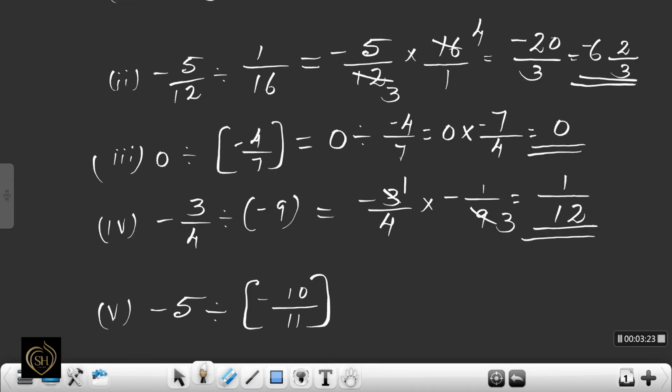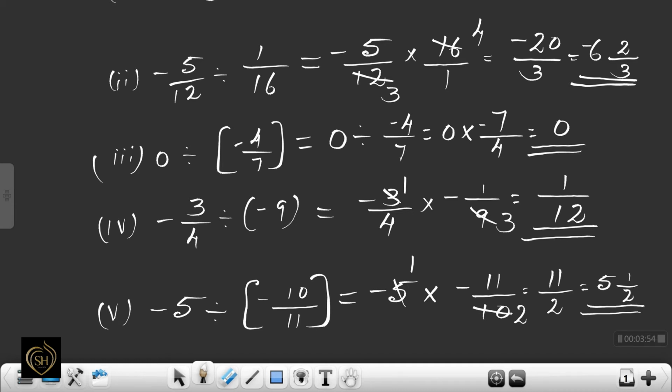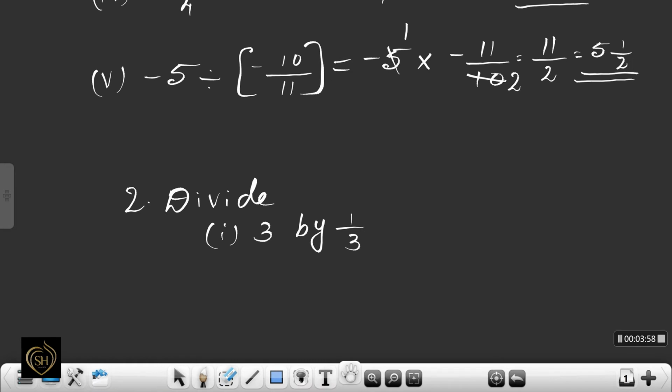Question number 5, negative 5 divided by negative 10 by 11, that is equal to negative 5. The reciprocal of negative 10 by 11 is the same as negative 11 by 10. 5 and 10 cancellation possible, 5 1s are 5, 5 2s are 10. So our answer is negative 1 into negative 11, positive 11 by 2. This is also an improper fraction, we can convert it into a mixed fraction, that is equal to 5 1 by 2.